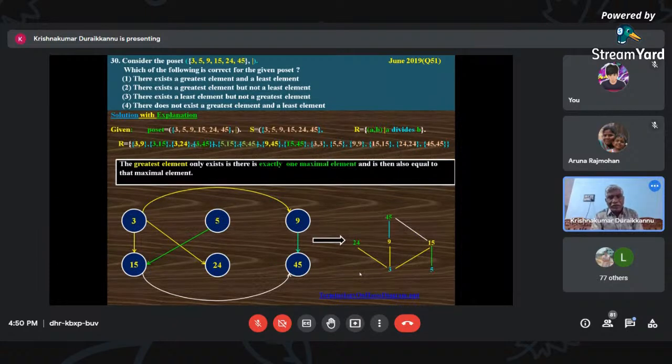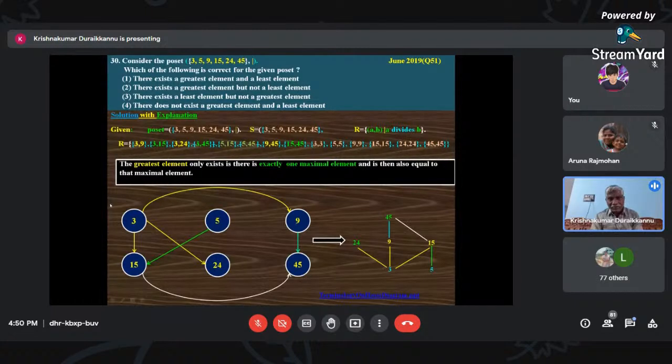What is the question? Which of the following is correct? There exists a greatest element and a least element. We are going to find out the greatest element and the least element. After finding the values, we can verify which option is correct.